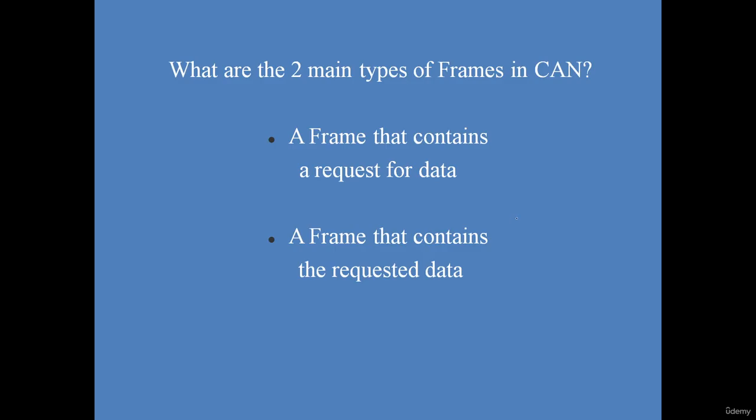So now there are two main types of frames in CAN. One is a frame that contains a request for data. Second is a frame that contains the requested data. So here a node will be requesting data. So that request frame would be sent on the bus. Then there would be another ECU which contains that requested data and that requested data will be sent again in another frame.